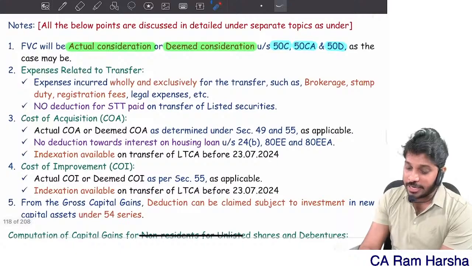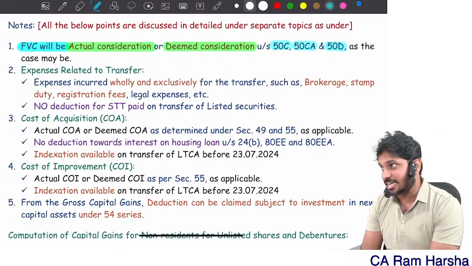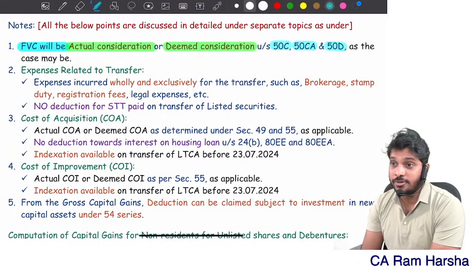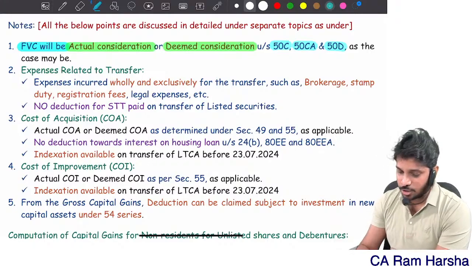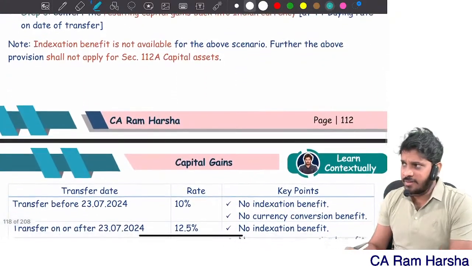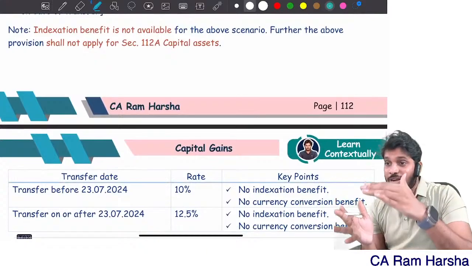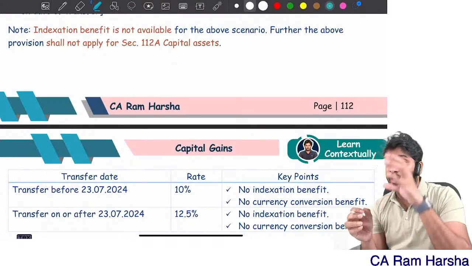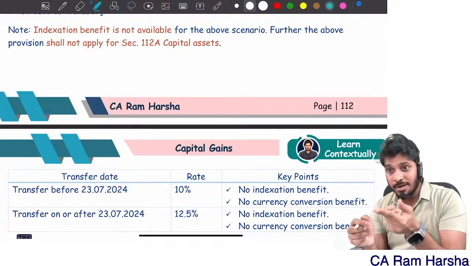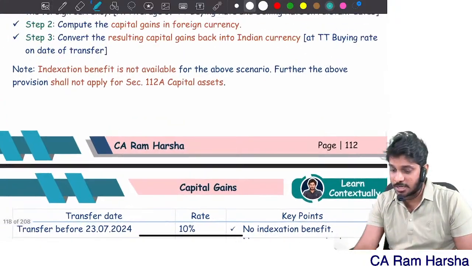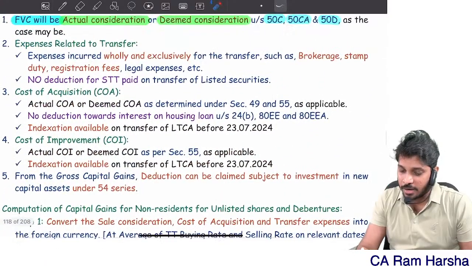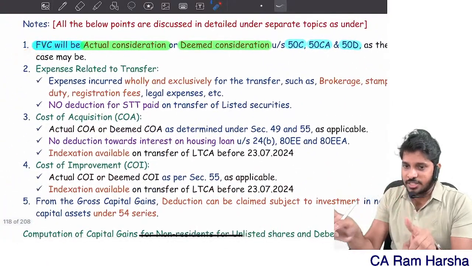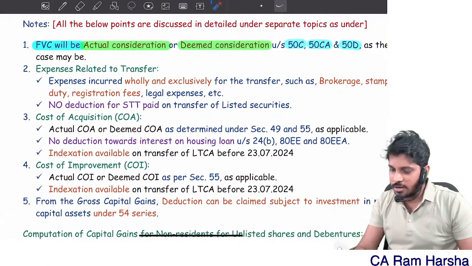Now, what is full value of consideration is the question. Okay, we will discuss now one by one here. Full value of consideration is what? Cost of acquisition means what? Cost of improvement means what? Indexation benefit, how to claim before amendment, how to claim indexation after amendment. All that we will be discussing one by one. So now I will cover full value of consideration.